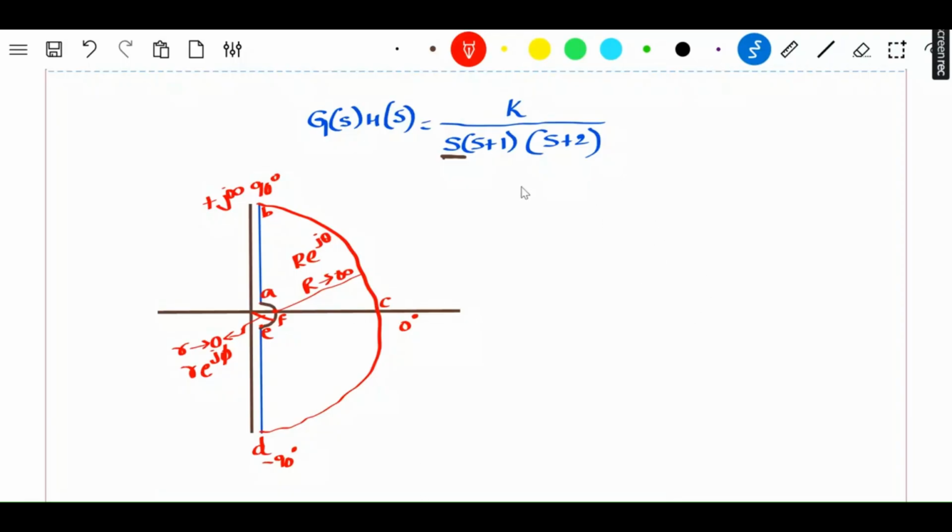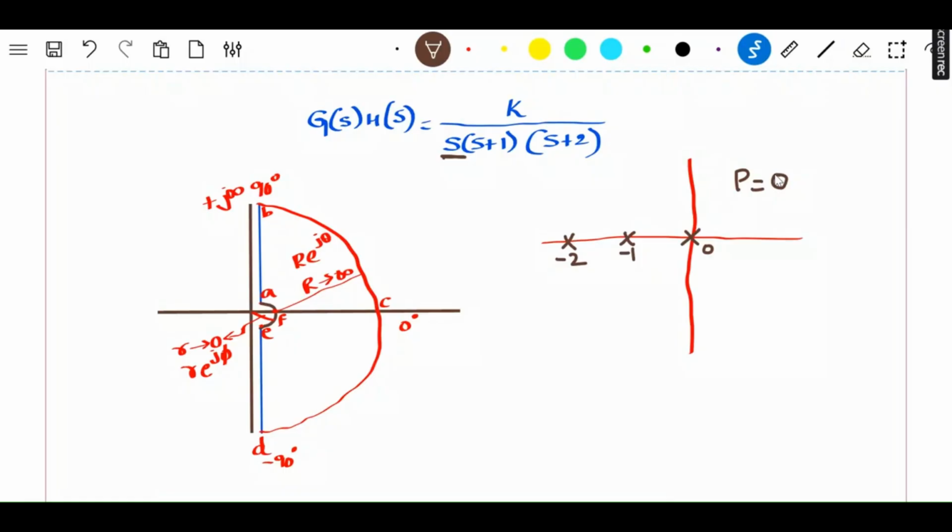Now the first thing we need to do is the pole zero diagram. I'm just trying to find out the value of capital P. So we have one pole at the origin, another pole at -1, and another pole at -2. So we don't have any pole in the right half of the S plane. Therefore, the value of capital P will be equal to 0. Have you got it? So this is the first identification. Value of P is equal to 0.